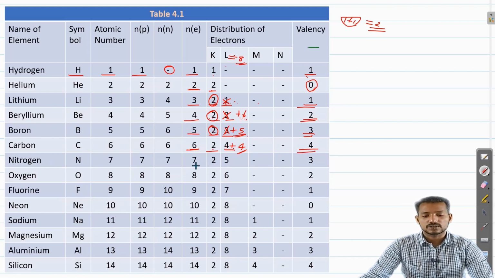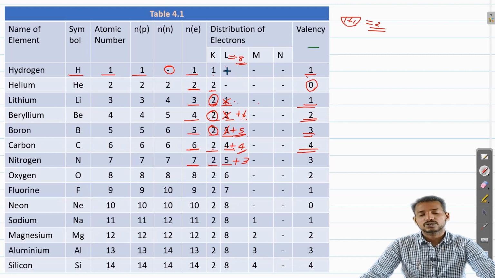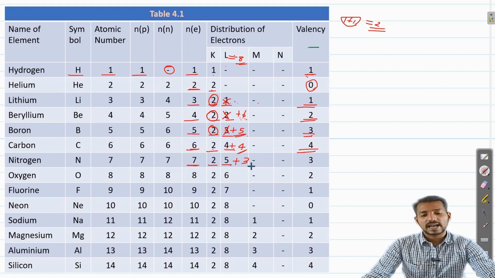Similarly, in case of nitrogen, that is different. There are a total of 7 electrons, 2 and 5. So here 3 more electrons should be added to make 8. What will happen? Is it easier to remove 5 electrons than to add 3 electrons? No. Adding 3 electrons is easier than removing 5 electrons from this shell. So its valency becomes 3.